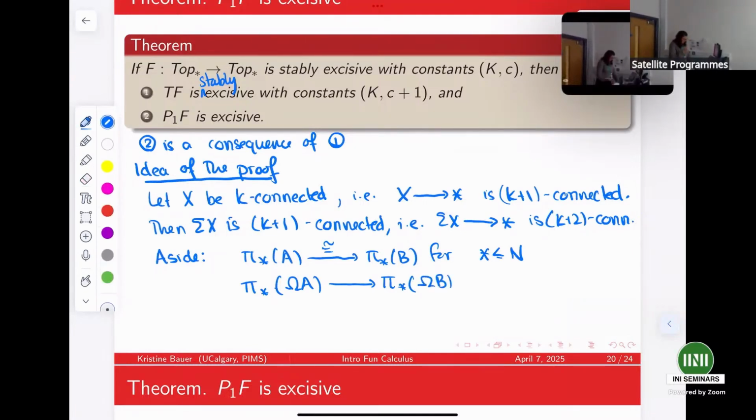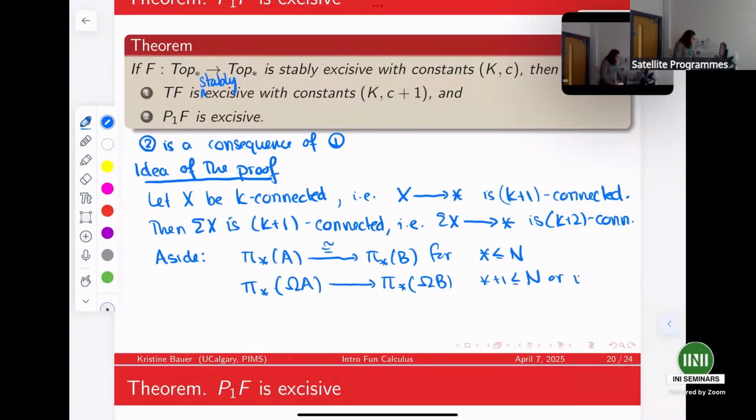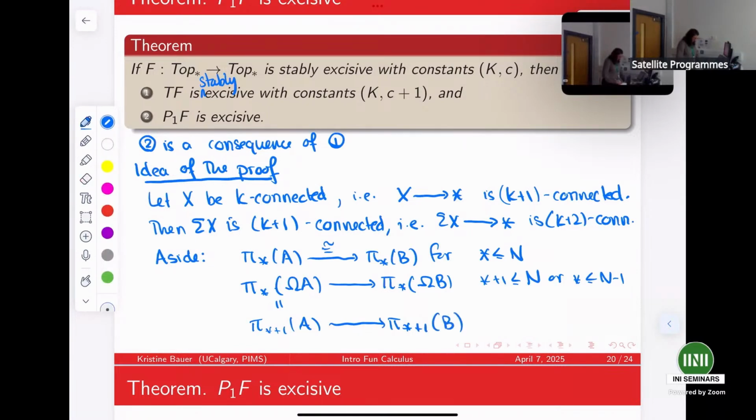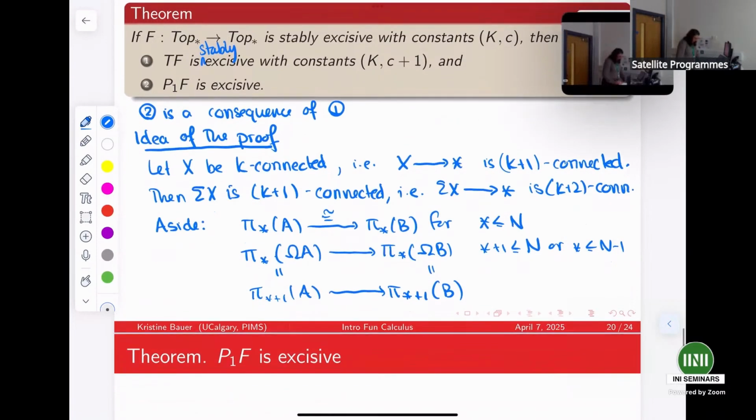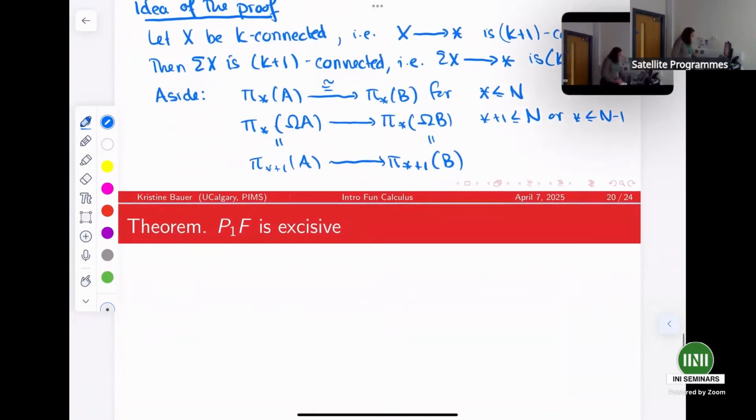Okay, so I have a map from A to B, and then I have an induced map from loops A to loops B. And I look at the induced map on homotopy for both of these. If the top one was an isomorphism for star less than or equal to n, then this one is an isomorphism for star plus 1 less than or equal to n, or star less than or equal to n minus 1. And that's because, of course, this is just the same thing as the original map, but with a shifted index. Okay. So we have this little shift, and now we can do everything that we need to do.